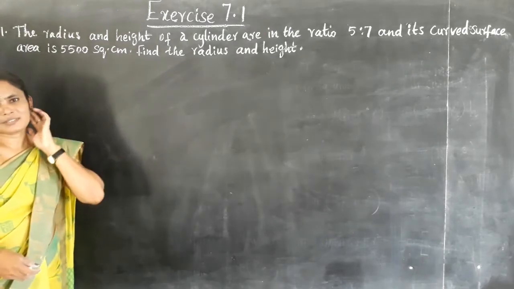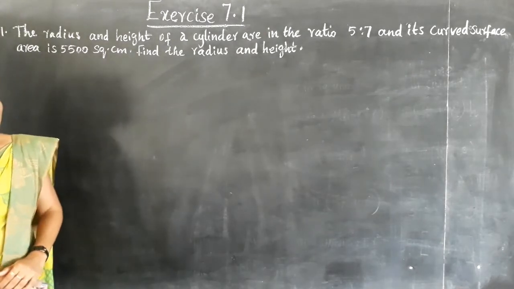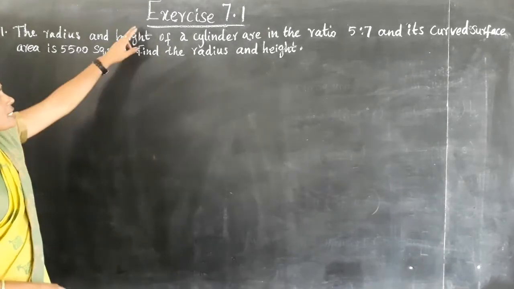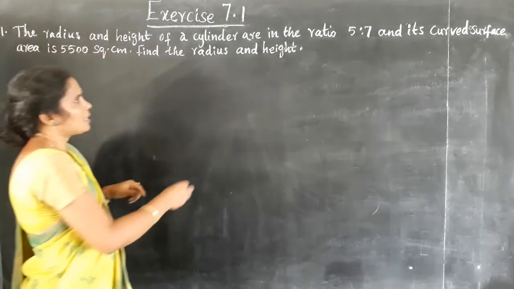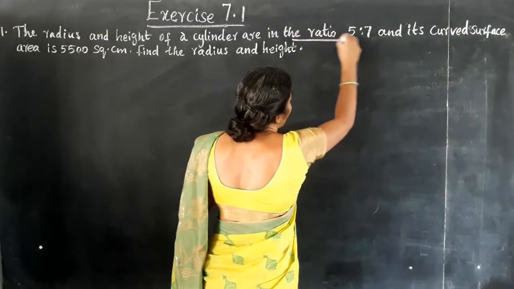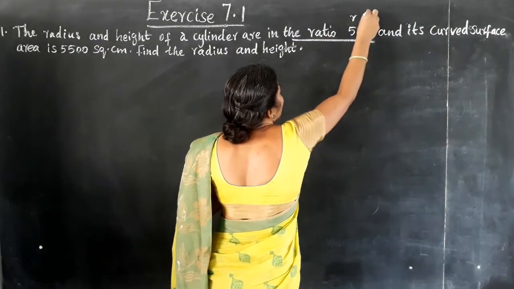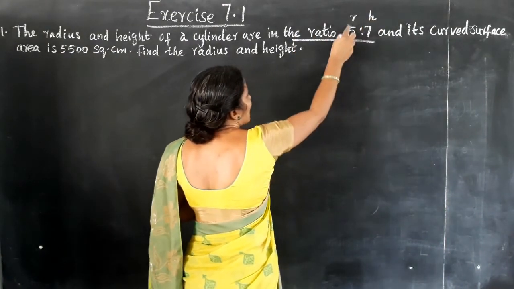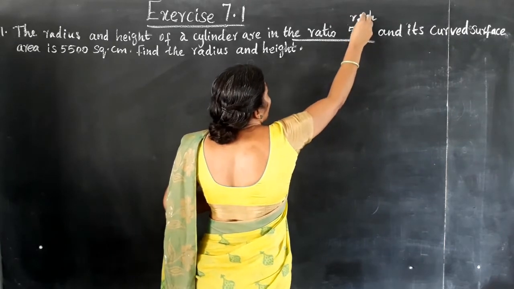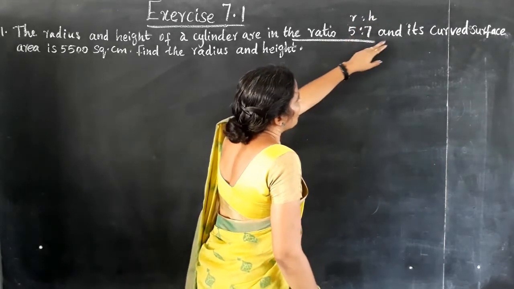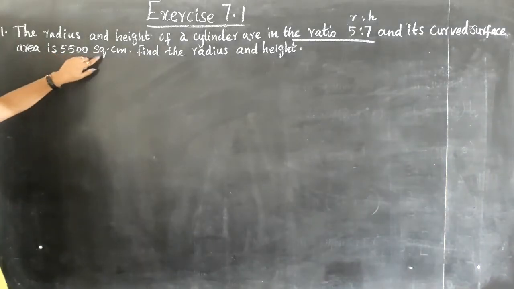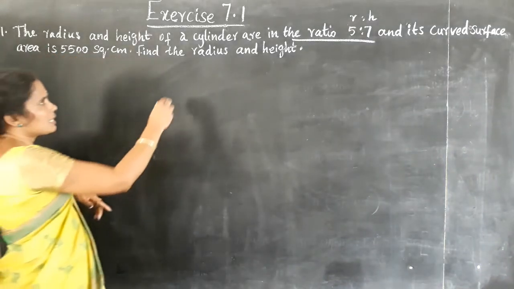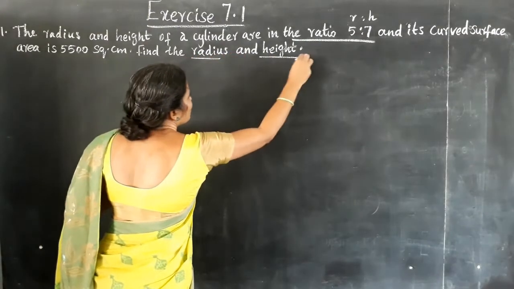Exercise. And now students, let us go on to Exercise 7.1. Question number 1. The radius and height of a cylinder are in the ratio 5:7. So radius and height are given in ratio, taking 5 as r and 7 as height. And its curved surface area is 5500 square centimeters. Find the radius and height in units.